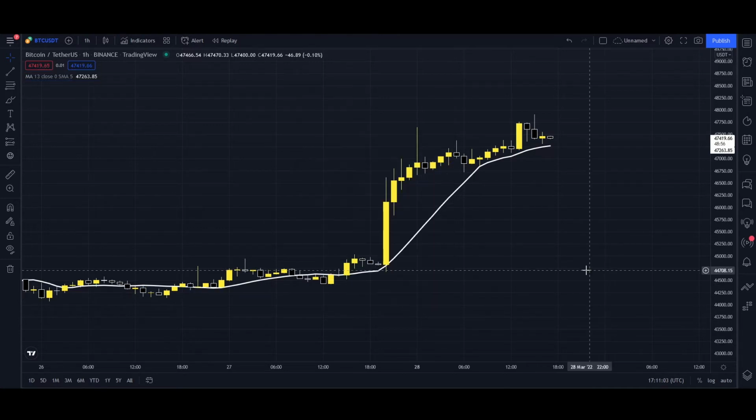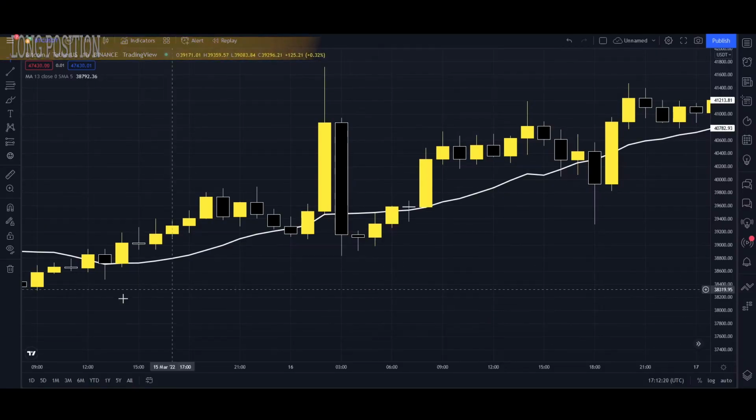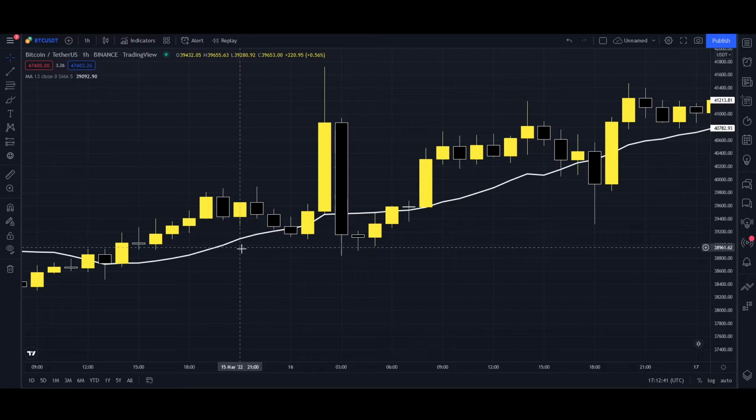Now guys, let me show you how to open a long position. Guys, this is super easy. First, we have to have an uptrend, which you can completely understand by just looking on our MA. Okay guys, next step. We should have a bullish candle, like this one, below our MA. Okay, we had an uptrend and a bullish candle below this moving average.